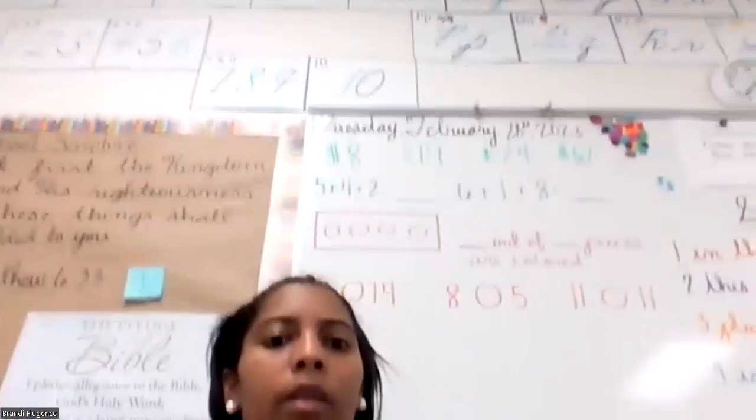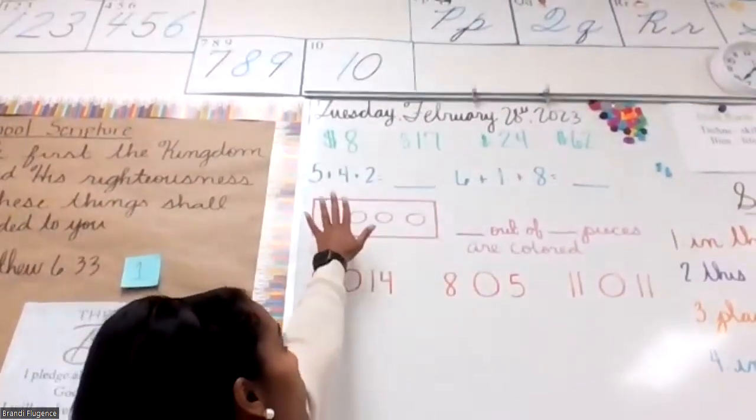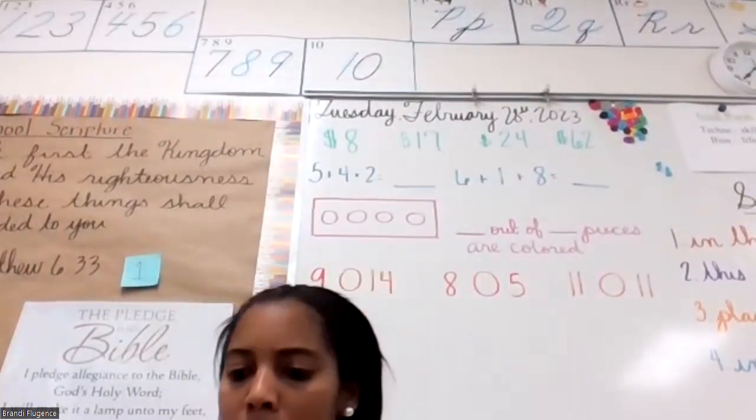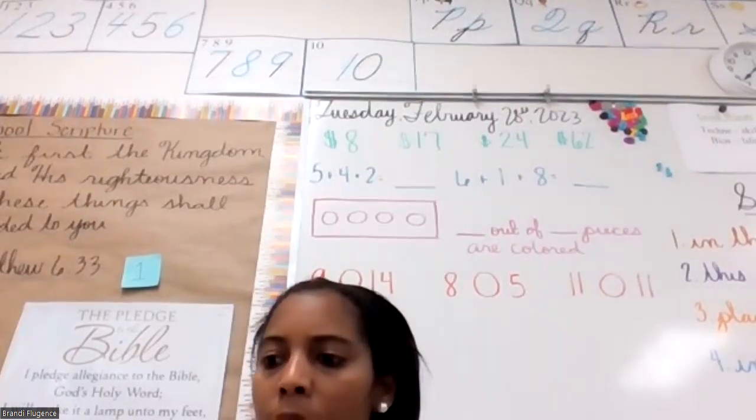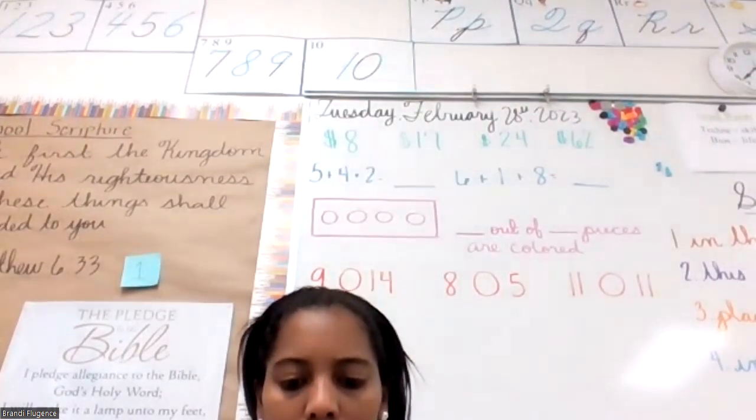All right, let's cover a couple of things on the board. Okay, so let's go ahead. We've been learning how to add three numbers. We have steps that we have to follow when it comes to adding three numbers up.